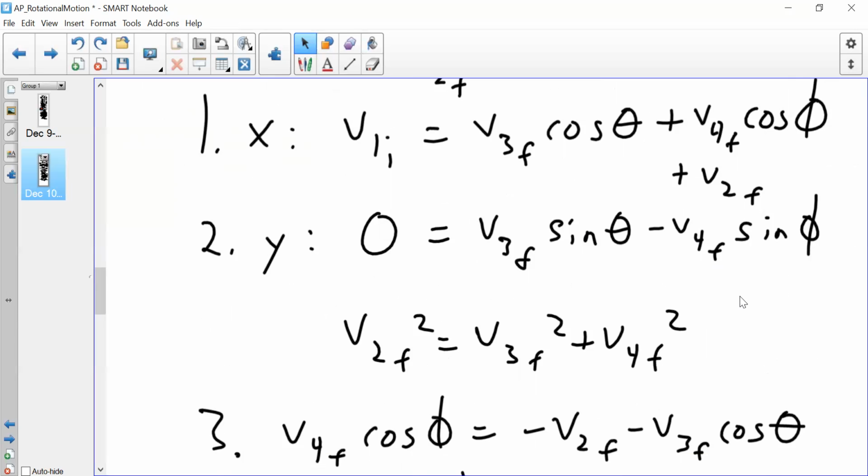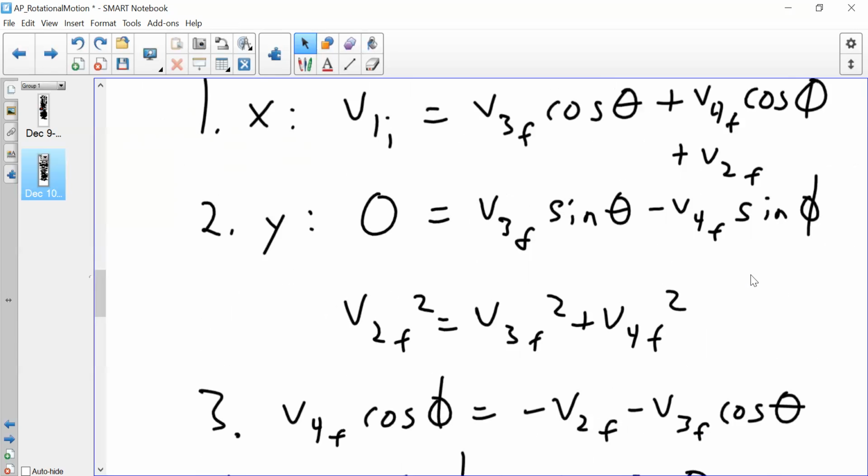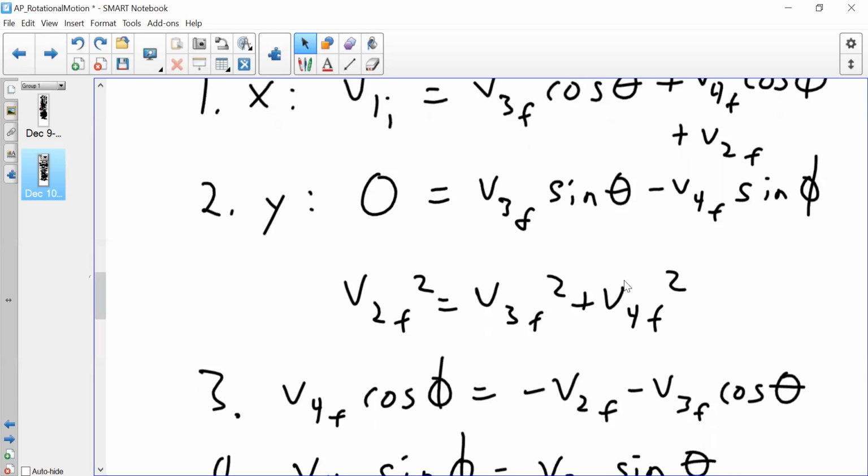At some point in any physics problem, you just want to label everything that you see about it. You write all of the stuff that you know about it mathematically. It's a right triangle, so okay, here's the Pythagorean theorem, hypotenuse squared: c squared equals a squared plus b squared. V2 final squared equals V3 final squared plus V4 final squared, just to have something for accounting. We may need it. Right, it turns out we do.